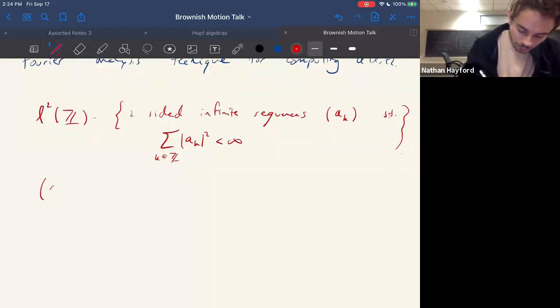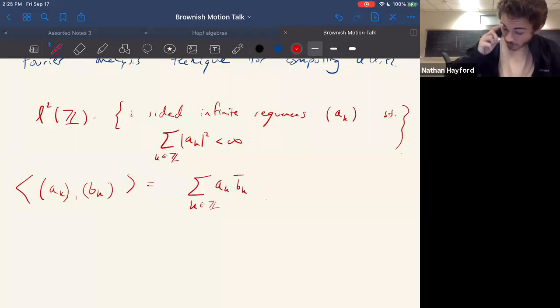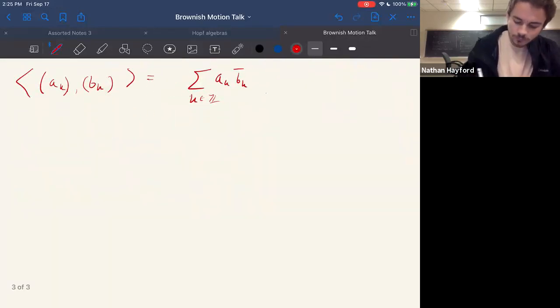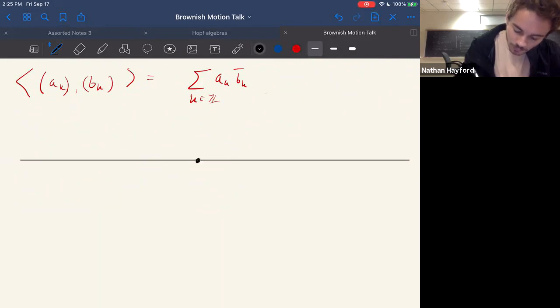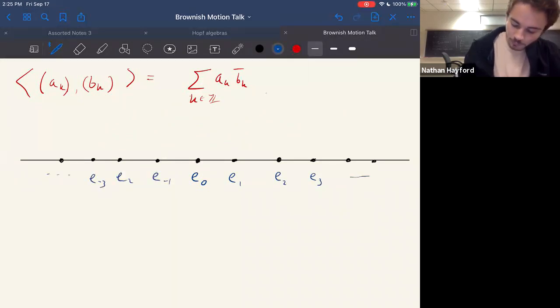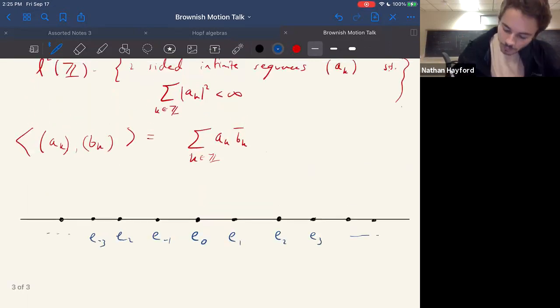What's the inner product on this Hilbert space? Well, if I choose sequences AK and BK, the inner product is just the sum of AK times BK bar. Okay. So let's pictorially represent this Hilbert space. It has a countable basis, which is nice for us. I can label the basis vectors E0, E1, E2, E3, E-1, E-2, E-3, and so forth. The J's represent the jth element of the sequence. So E0 represents the element in the middle. So I have an infinite sequence.